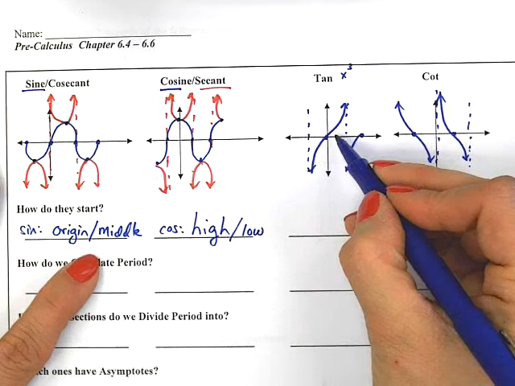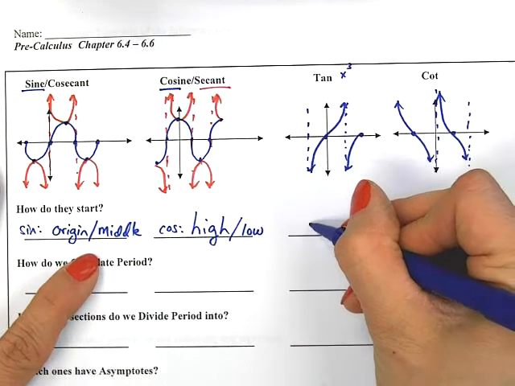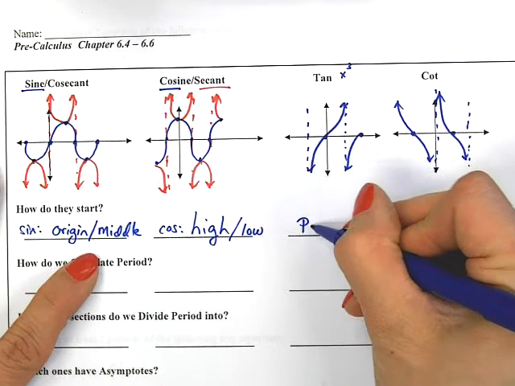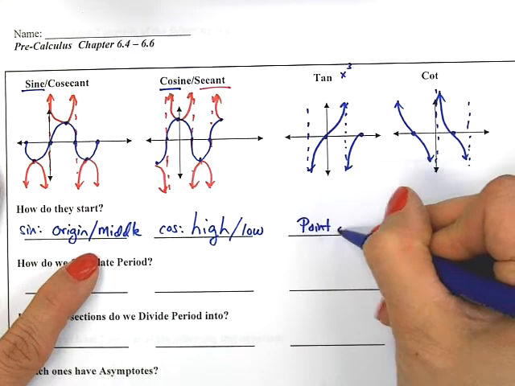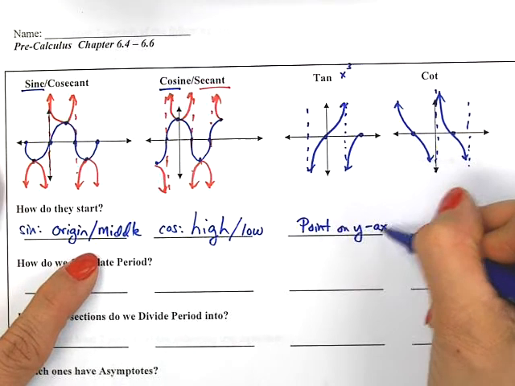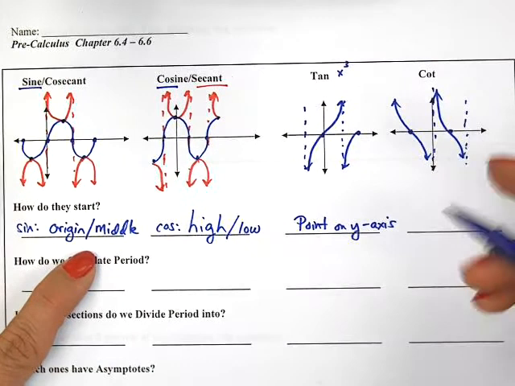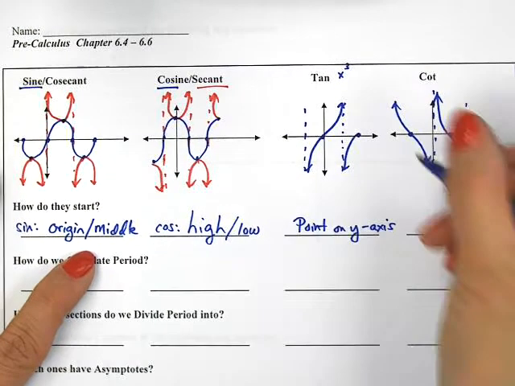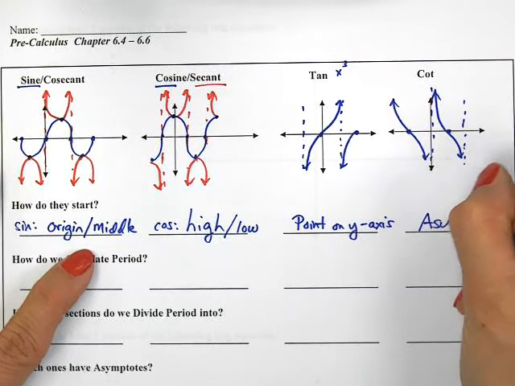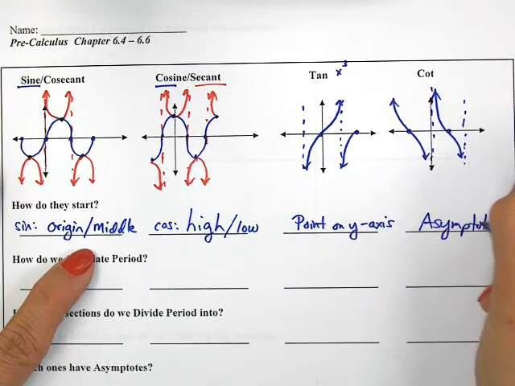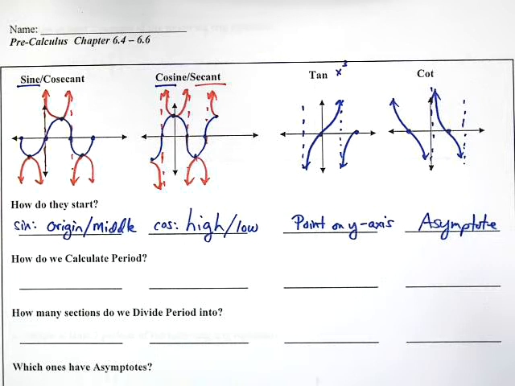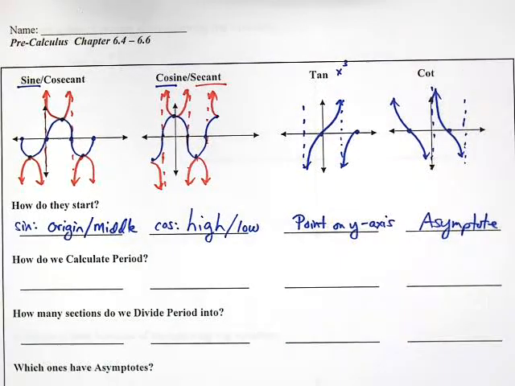How does a tangent start? Okay, it starts at a point on the y-axis. It starts with a point. And then if I shift it left and right, that point gets shifted left and right. And cotangent, it starts with an asymptote. So when I say start to the left, what are you going to draw? Whatever it has at its starting point.